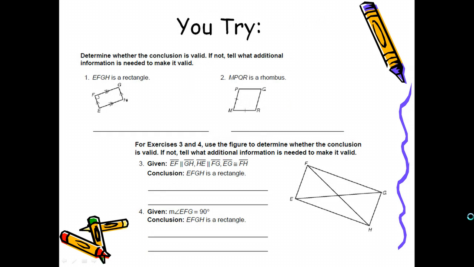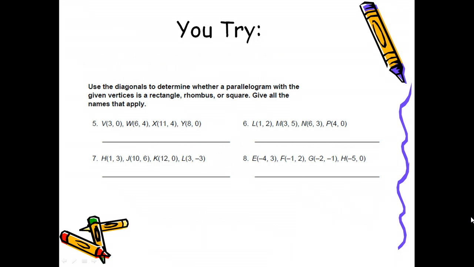Now you try. You're going to determine whether the conclusion is valid or not for 1 and 2. For 3 and 4, you want to also determine whether the conclusion is valid or not, and if not, tell what additional information you would need to make it valid. And then you want to graph these and determine whether a parallelogram is a rectangle, rhombus, or square, and give all of the names that apply.